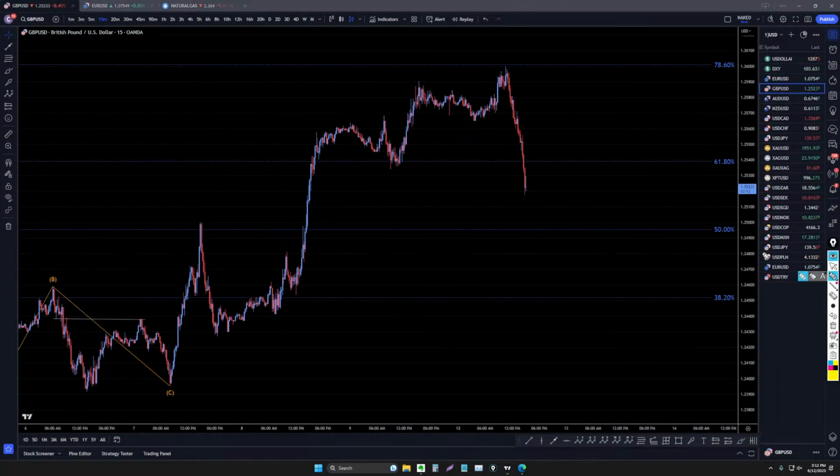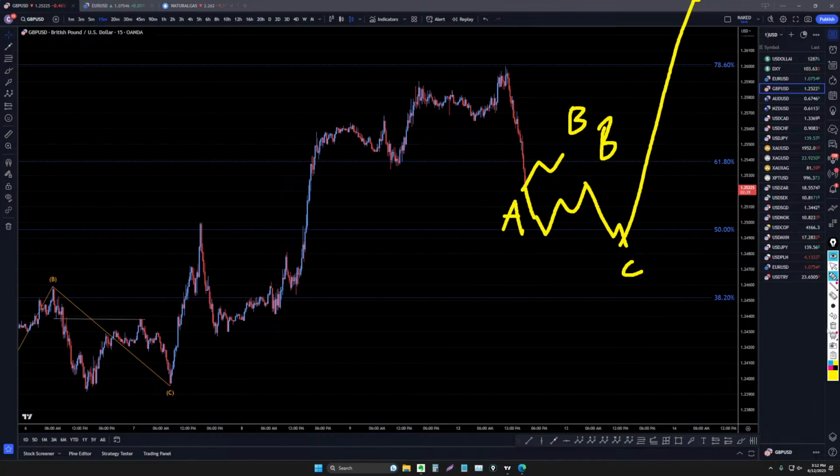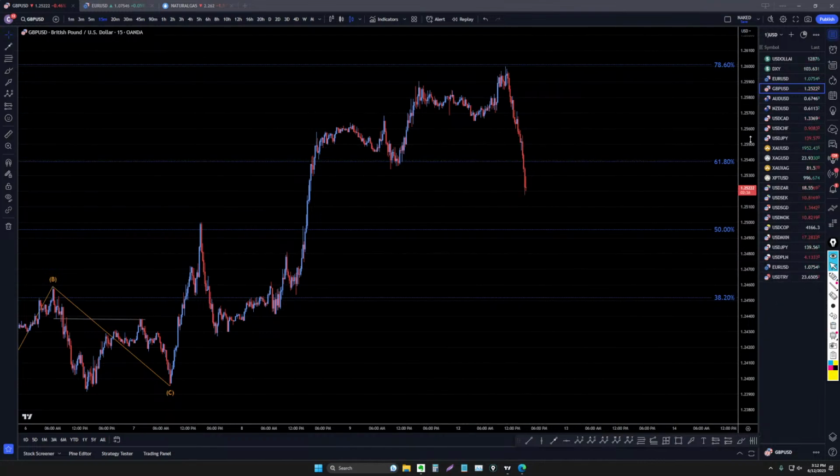Pound dollar, I definitely wouldn't try to go long on this right now. That definitely looks like an A. This is probably eventually going to make a B. Maybe not now. It could go down further and then make a B, and then go down again probably tomorrow and C, and then back up as at tomorrow's news.